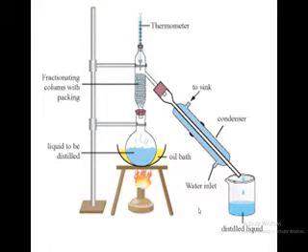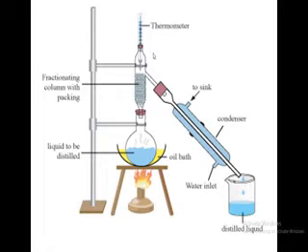As you can see in this diagram, we are using a fractionating column, a round bottom flask, a source of heat, a condenser, and a collecting jar. If we have a mixture of ethanol and water and we start heating it, what will happen? That mixture will start boiling off, and the water and the ethanol vapors will start moving from here, the round bottom flask, to the fractionating column.